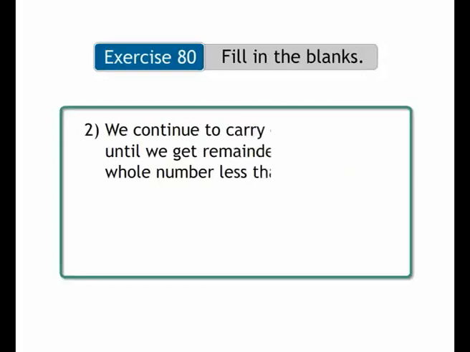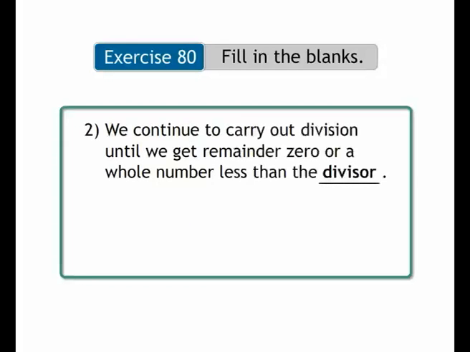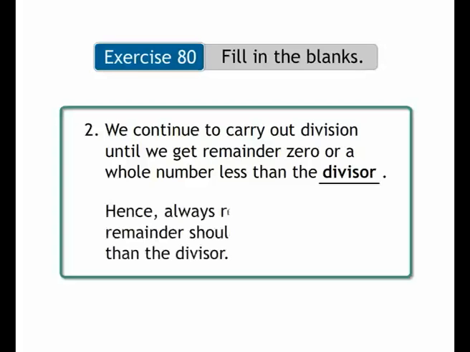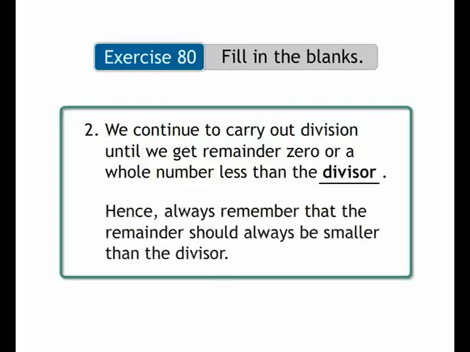2. We continue to carry out division until we get remainder 0 or a whole number less than the divisor. Because if we get a remainder greater than the divisor, it means that either the quotient achieved is wrong, or the product of the divisor and the quotient is wrong, or the subtraction of the product of the divisor and the quotient from the dividend is wrong. It means that the division is not correct, and we have still not achieved the answer. Hence, always remember that the remainder should always be smaller than the divisor.